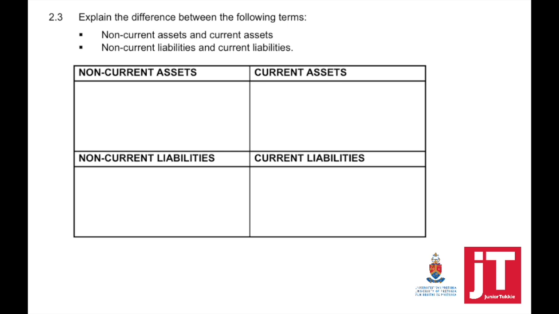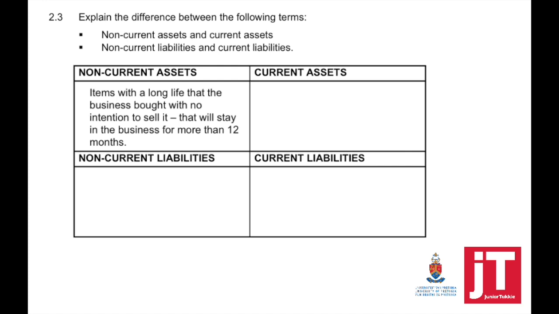If we look at non-current assets, we're looking at items with a long life that the business bought with no intention to sell it. That will stay in the business for more than 12 months. So they are going to use those assets to generate an additional income.